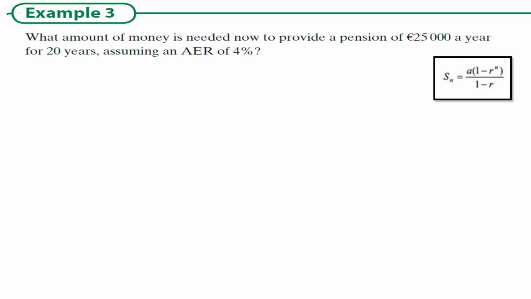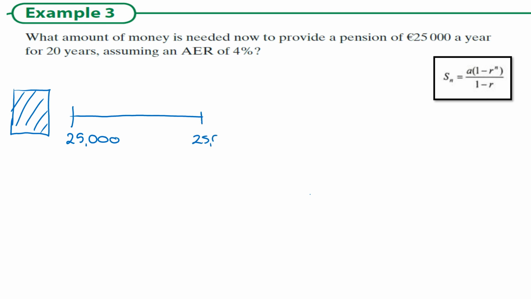So example 3: what amount of money is needed to provide a pension of 25,000 a year for 20 years, assuming an AER of 4%? So here's my bucket of money. I know that I make payments, so here is my payment piece. I make a 25,000 payment. The next year I make a 25,000 payment, and then I make a 25,000 payment here, and I'll put one here as well, 25,000.